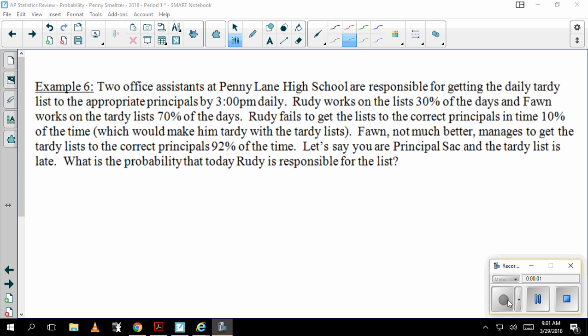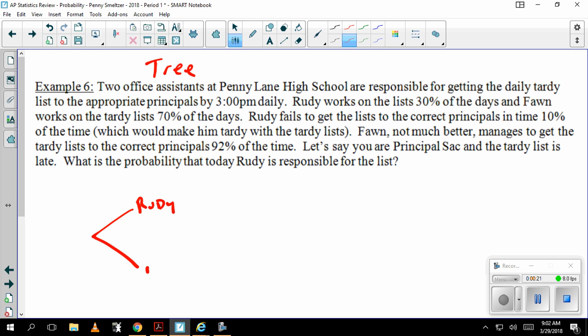On example 6, I would prefer to work this with a tree diagram. All of these problems can be done with a tree or a Venn or a table or a formula, but this one I like to do a tree diagram on. We've got two office assistants, Rudy and Fawn.